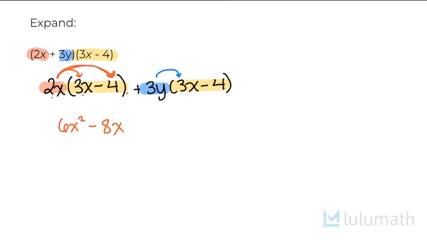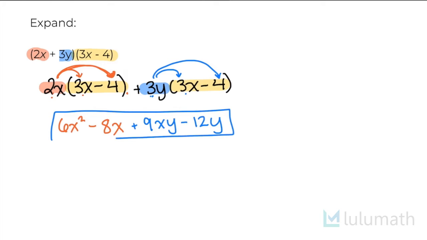Now I'm going to distribute the 3y through. 3y times 3x is 9xy or yx. It doesn't matter what order you put the variables in. And then 3y times negative 4 is negative 12y. There are no like terms, so this is my expanded expression. But I want to talk about how do we get ourselves back to the original problem? How do we factor back to our two binomials being multiplied together?